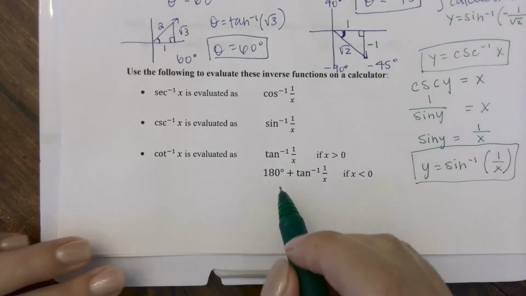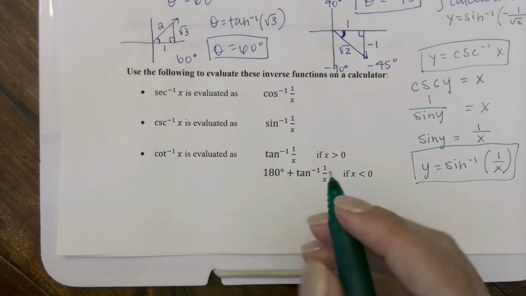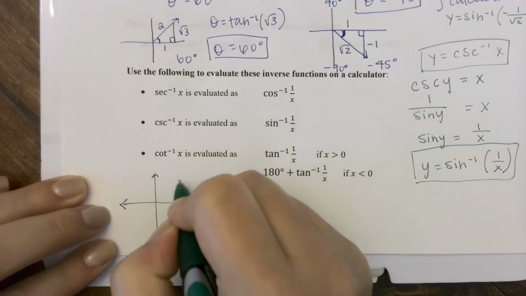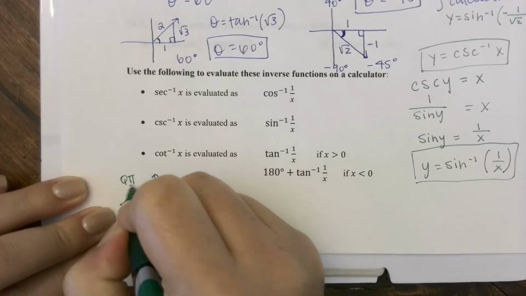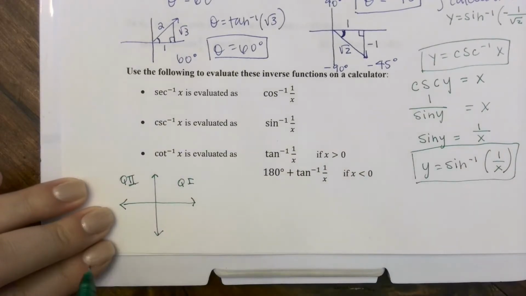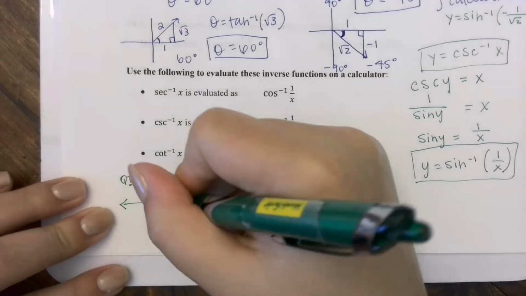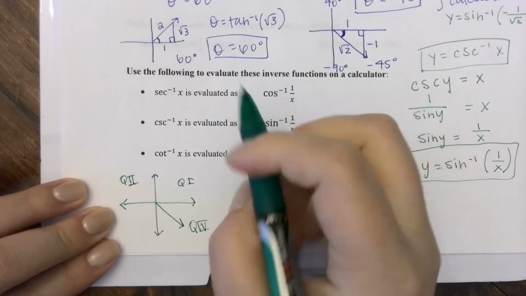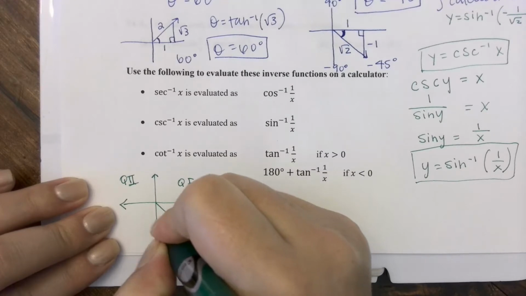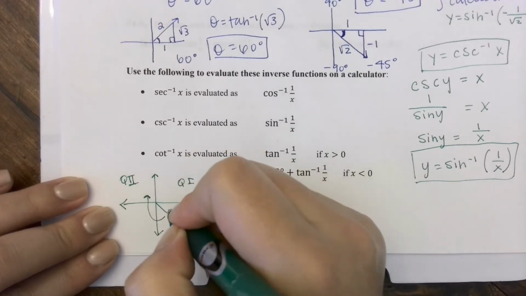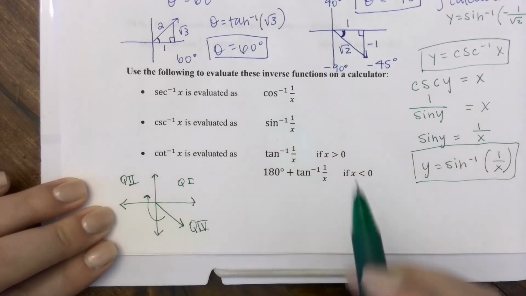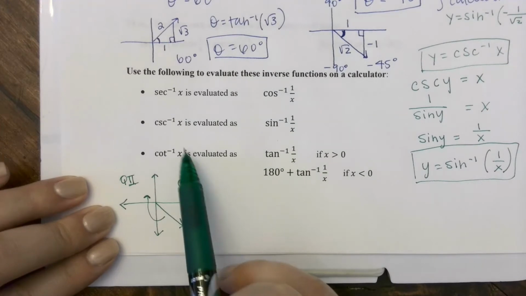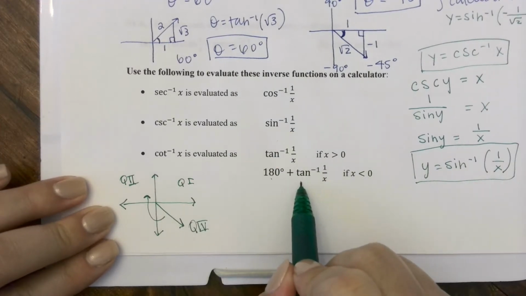Okay, so this is why we add 180 degrees. If we're looking at our quadrants here, cotangent exists in quadrant 1 and quadrant 2. If we do tan inverse of 1 over x, we're going to get an angle here in quadrant 4. Adding 180 degrees will bring us into quadrant 2. So if x is negative for cotangent inverse, you have to do 180 plus tan inverse of 1 over x.